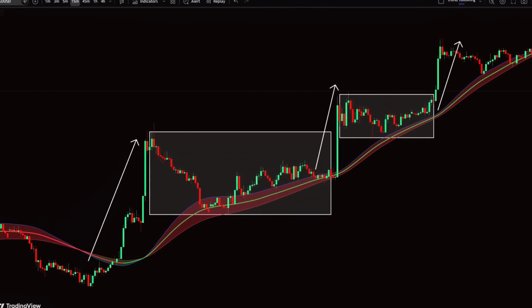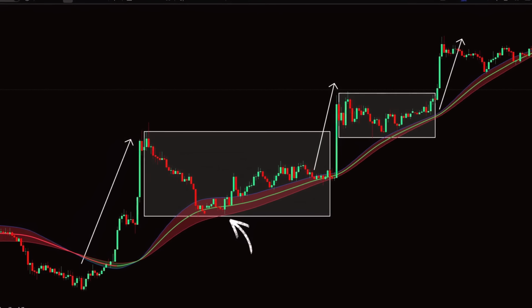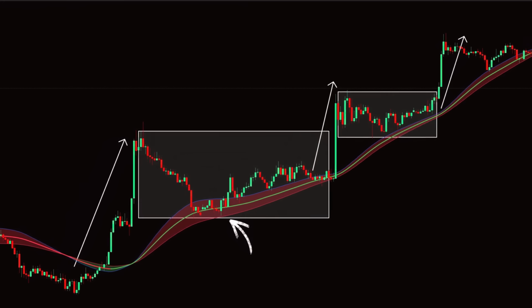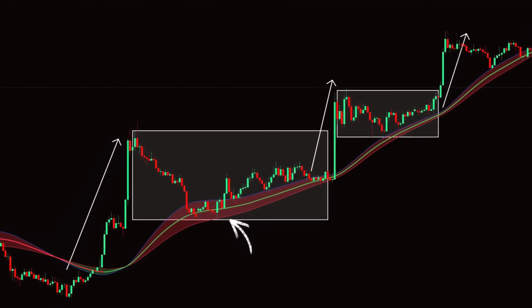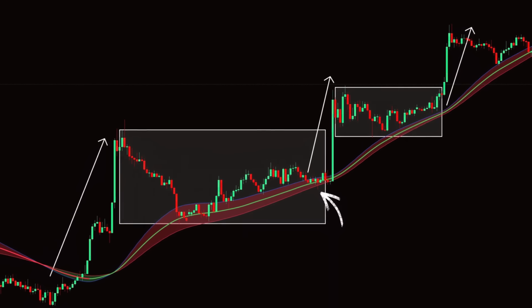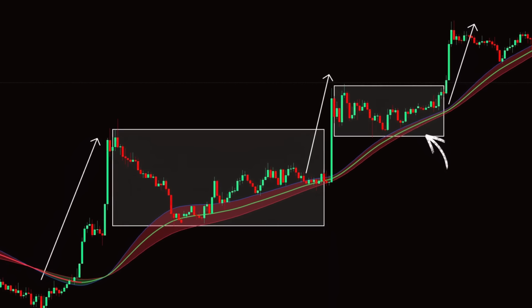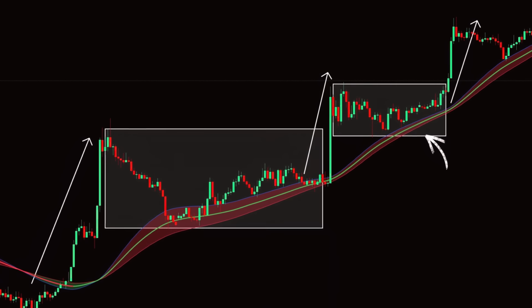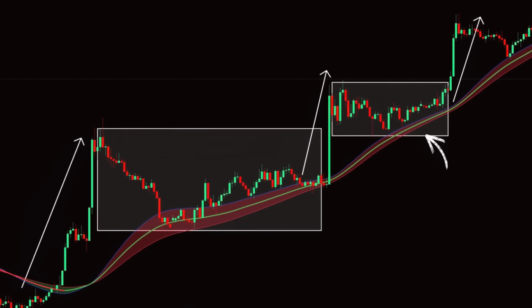Watch what happens. Notice where price kept coming back to. During the trend, every pullback seems to drift toward this area. Sometimes it dips into it, sometimes it barely touches it. But after the pullback finishes, buyers step back in. The trend continues. Let's see if that's just a coincidence.